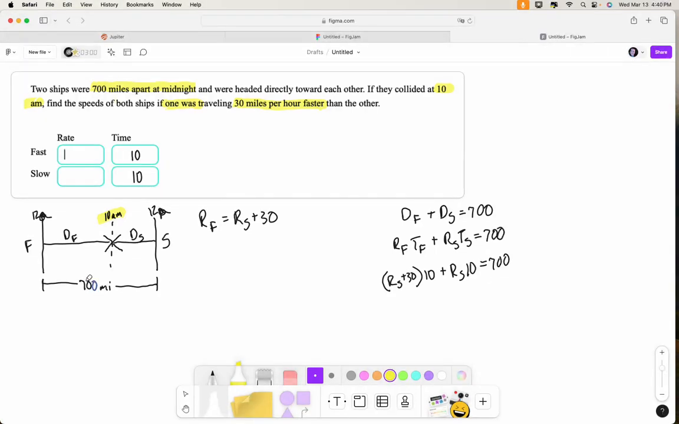Okay? It gave us this. It gave us this and this. It gave us this bit, right? Look at how it's broken down.